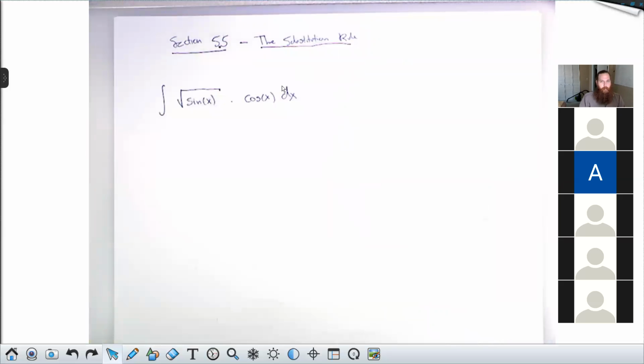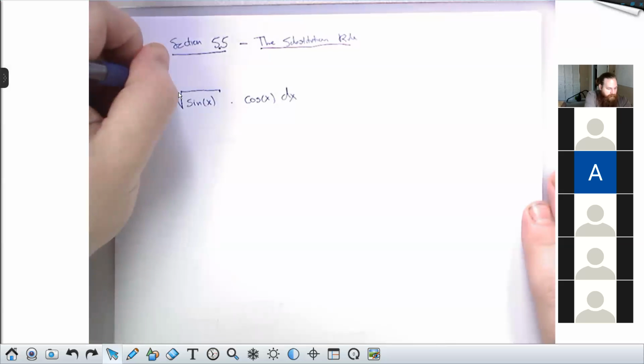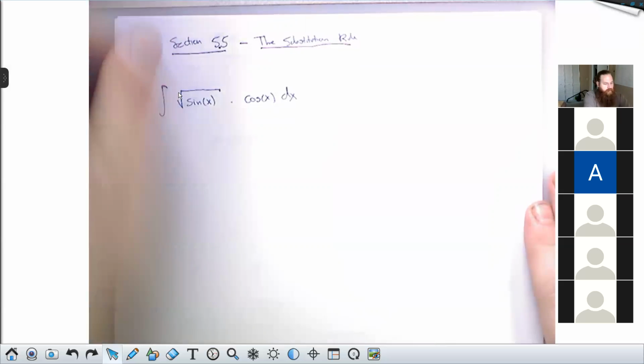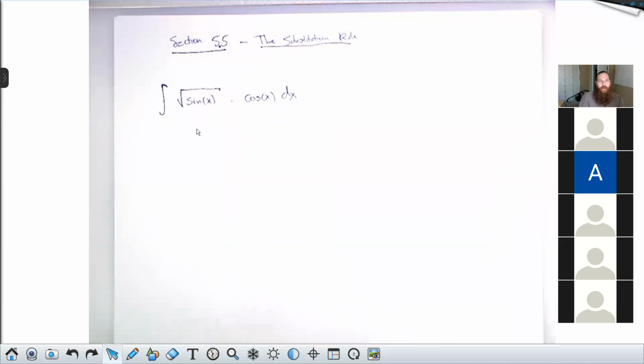So remember, the differential dx tells us what variable we're integrating with respect to. This is called the integral symbol. It's a nice elongated Latin S, just like the S that we write when we write the word section. It's just stretched out. And here I want to integrate the function square root of sine x times cos x.